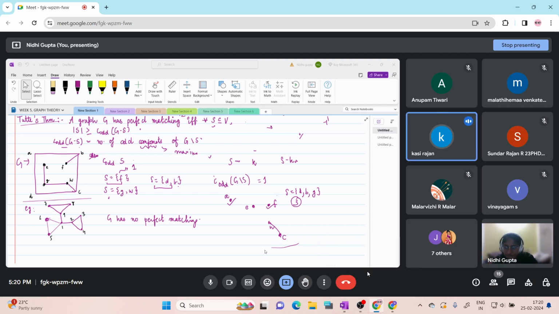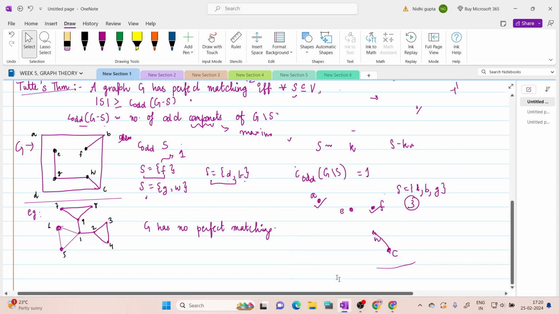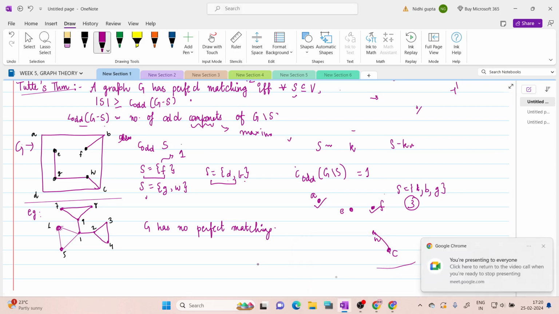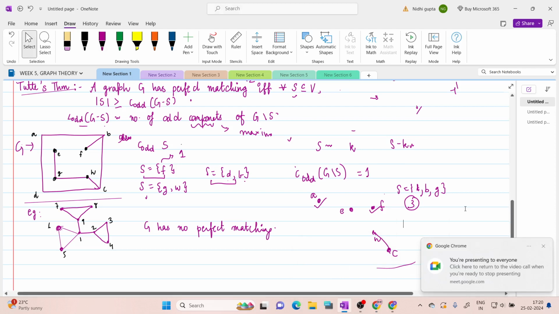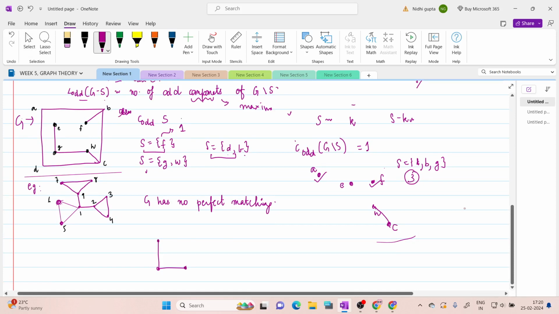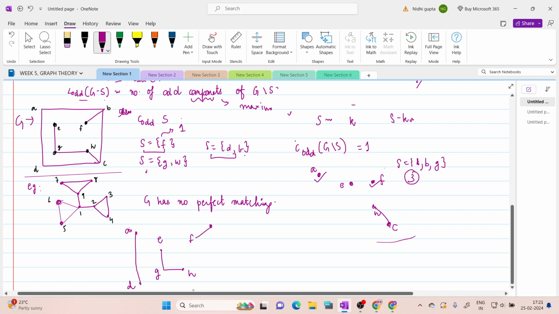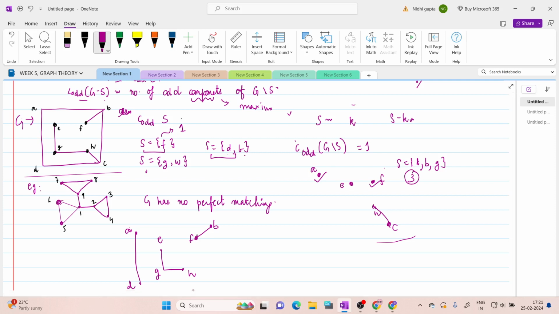C and B. So you are saying remove C and B. Okay, let's see if we remove C and B, the resultant graph is E, F, G, H and A, D. There is no C and no B. So this is the graph, right?